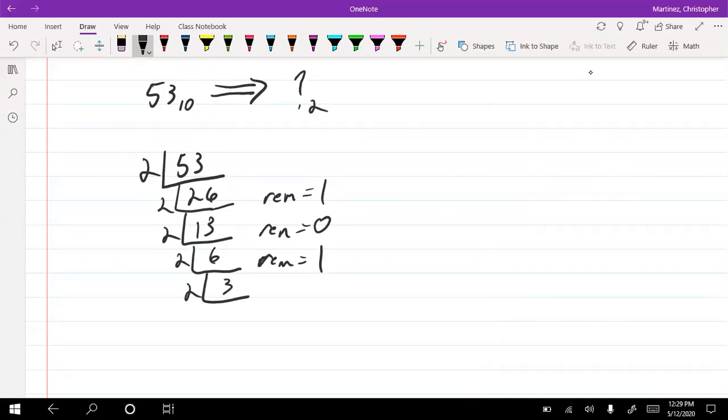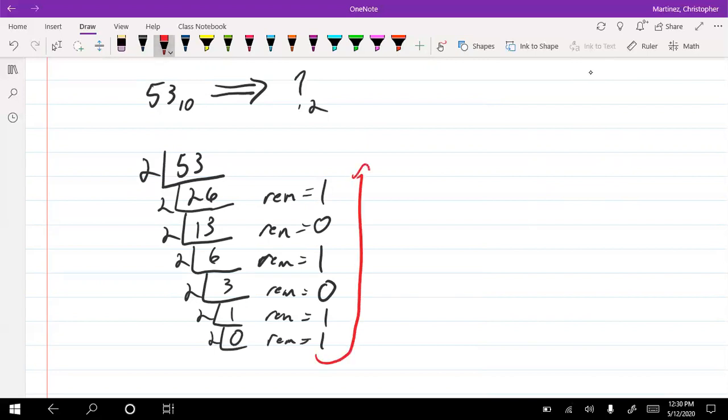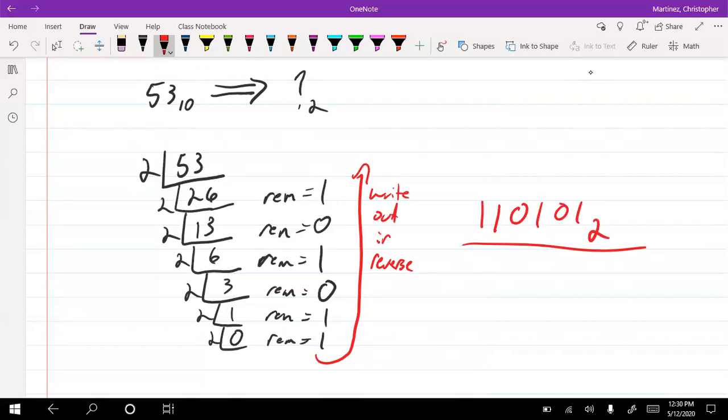Divide 6 by 2. That's 3 evenly, no remainder. Divide 3 by 2, that's a 1, with a remainder of 1. And then we're going to keep dividing until we get to a 0. So I divide 1 by 2, that gives me 0. That gives a remainder of 1. Now, what I'm going to do is take these remainders and write them out in reverse. And as we write it out in reverse, I would get 1, 1, 0, 1, 0, 1. And that's my answer in base 2. The key item is you got to write it out in reverse. Don't forget about that.